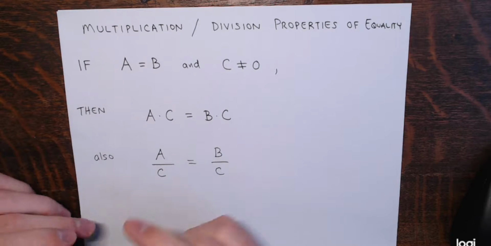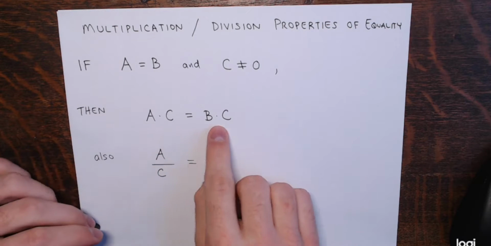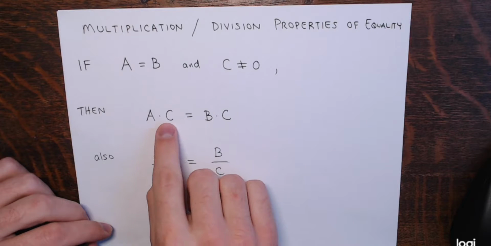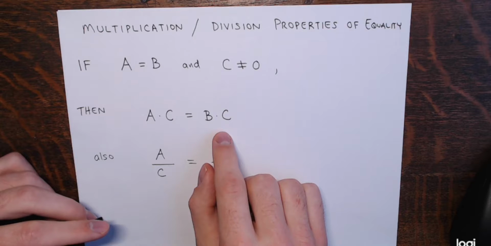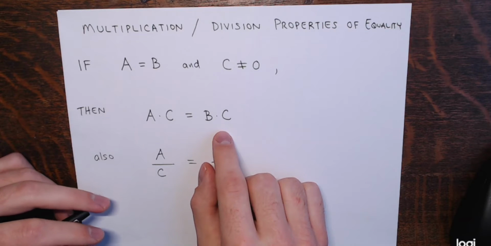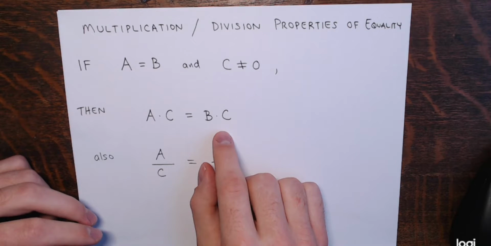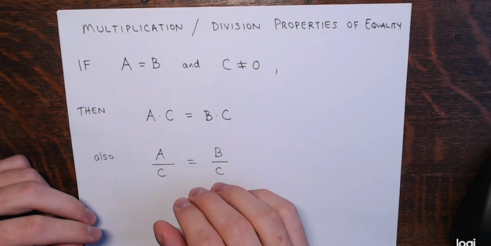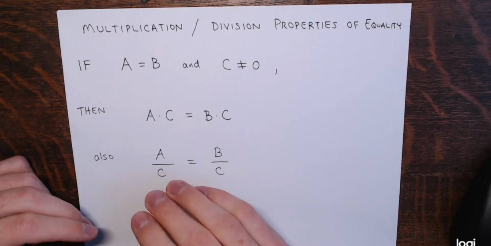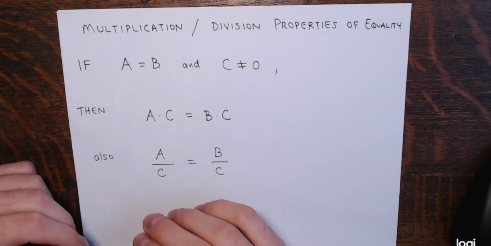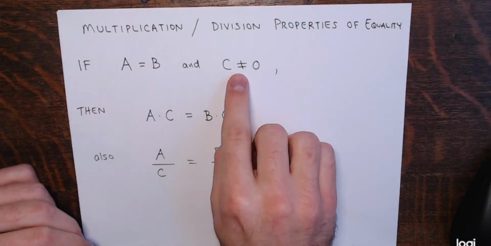Now, here C could be 0. You'd get a true statement, 0 equals 0, but that's uninteresting. We do not want to multiply both sides of an equation by 0, because that'll just make everything disappear. 0 equals 0 is true, but it eliminates any information we wanted to find. So that's why I'm having C not be 0 there.